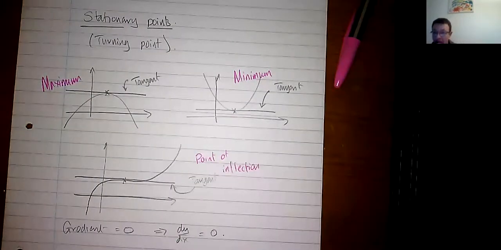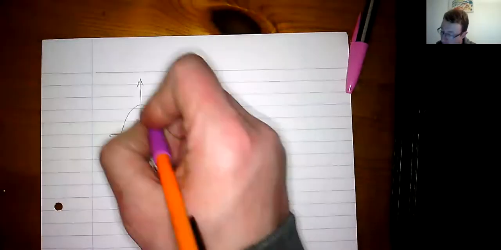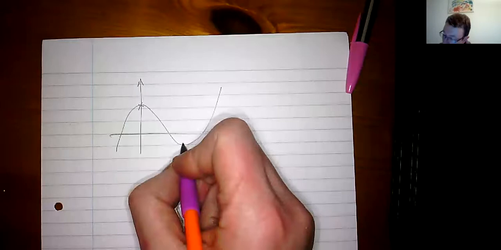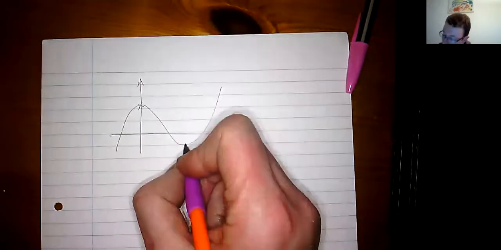And can you imagine what it would look like if a curve had both of them? Well, it'd just be like, for example, a cubic. So a cubic looks like that. Okay, and it's got a minimum here, and a maximum here, and a minimum here.